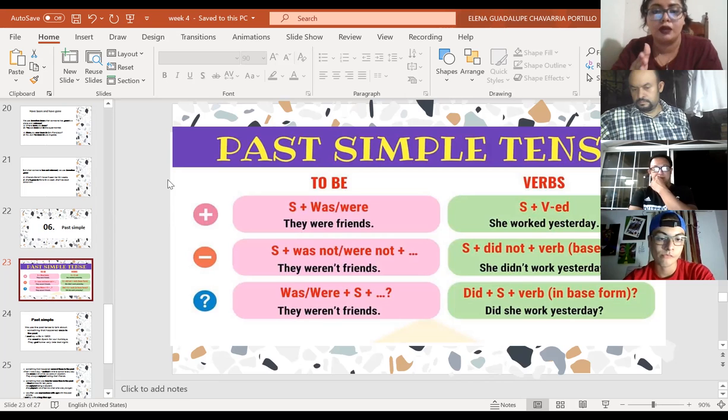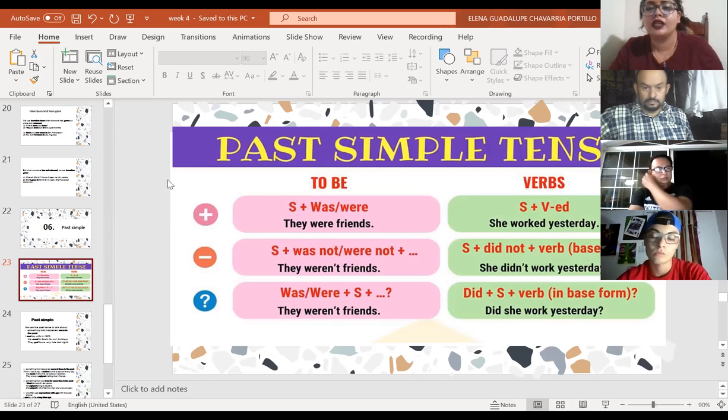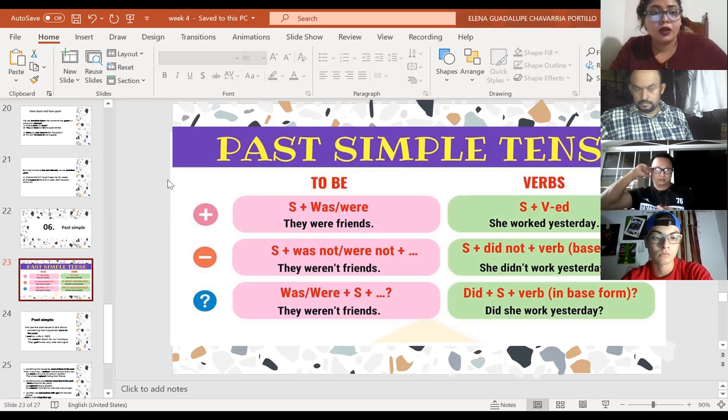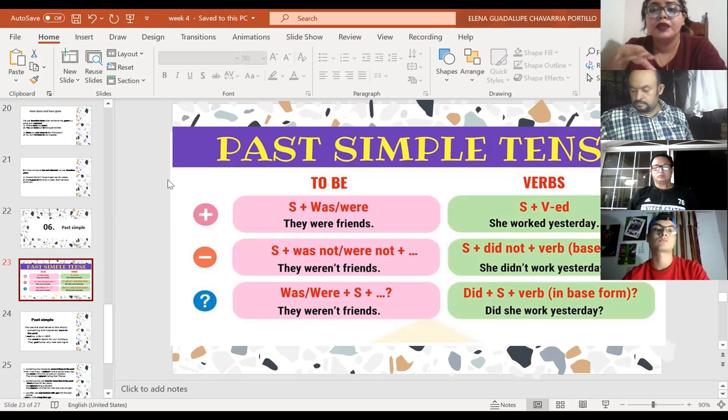Was, were plus subject. Luego, cuando utilizamos los verbos y no estamos utilizando solo el verbo to be, subject plus verb ed, el verbo que lleva ed, ¿verdad? Si es en regular. Luego, si utilizamos el did, porque es nuestro auxiliar y lo vamos a poner en pasado, nuestro verbo que va después del did not va a ir en forma base, quiere decir que no lo vamos a cambiar, sino que lo vamos a dejar con su forma base normal. She didn't work yesterday.